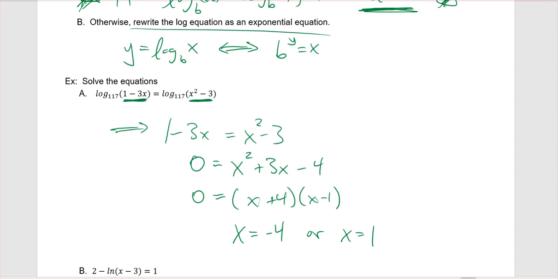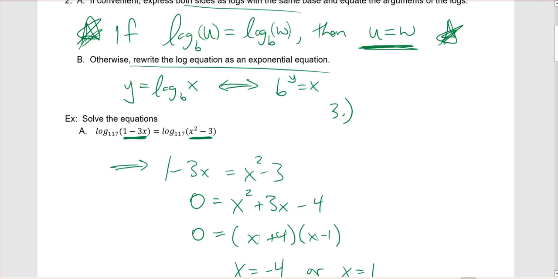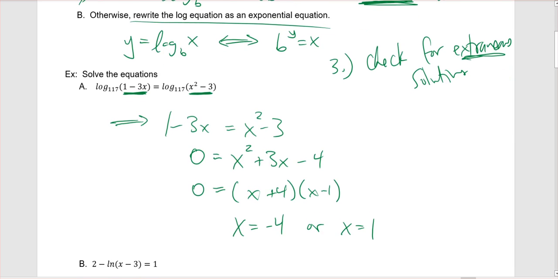Something that we should have stated here, which would have been step 3, I think, is check for extraneous solutions. We remember what extraneous means, right? This means, well, extra. It's a solution that we come up with that's not actually a solution, so it doesn't actually work when we plug it in there. So we've got to make sure that both of these are actually valid solutions.